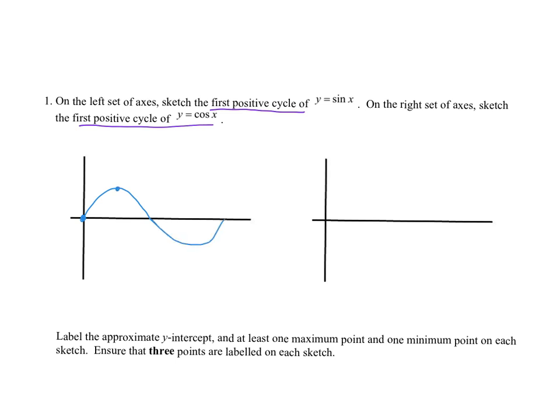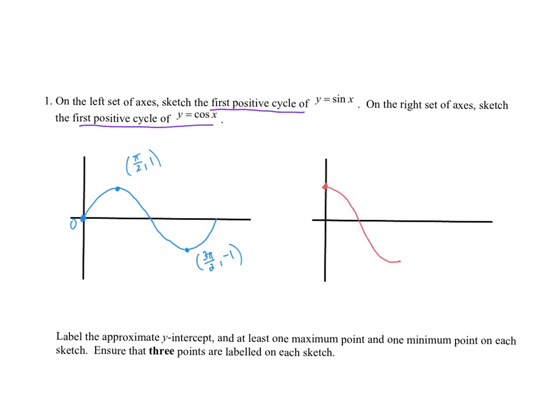So I'm going to label my y-intercept, the location of my maximum. I do not like how that curve looks. And the location of my minimum. So this is some of the key information that you will be labeling for me. We will be labeling our y-intercept, our minimum, and our maximum values.